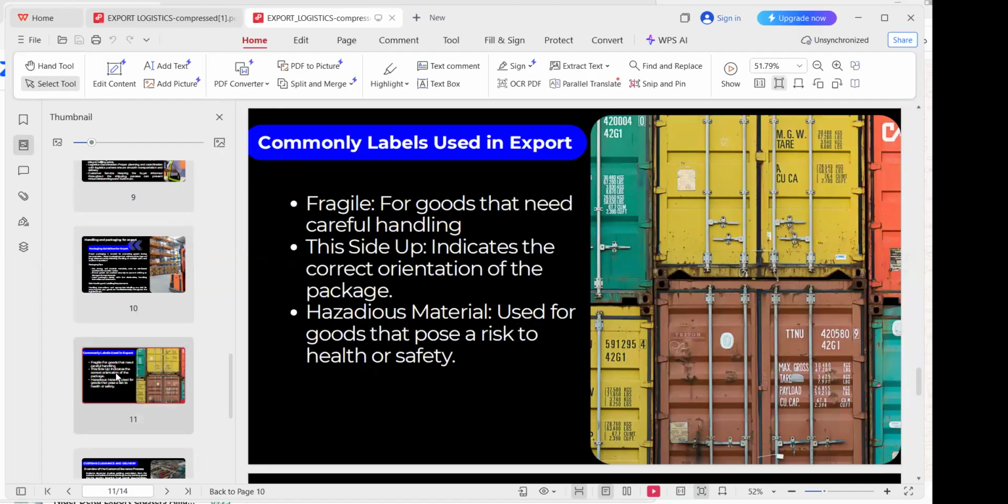Commonly used labels in export, we have fragile. Most times when you go to deliver or send some goods, you see some people's goods being packaged with a wrap on it. They write fragile. I think those are breakables, or something that can get damaged if not well packaged. We have this side up, which indicates the correct orientation of the package, and three, we have hazardous materials. This is used for goods that pose a risk to health or safety.